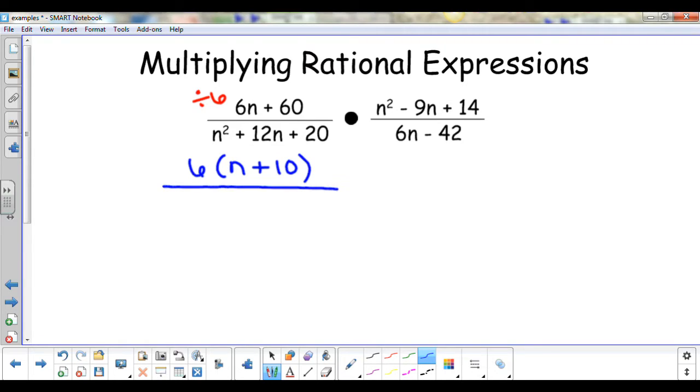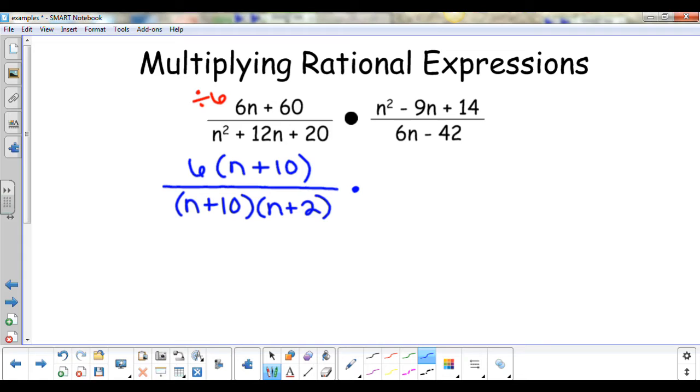In my denominator, I have a trinomial, so I'm going to factor that using the British method or the box method. When I factor, I get n plus 10 and n plus 2. Now when I move over to my second fraction, I'm going to do the exact same thing.